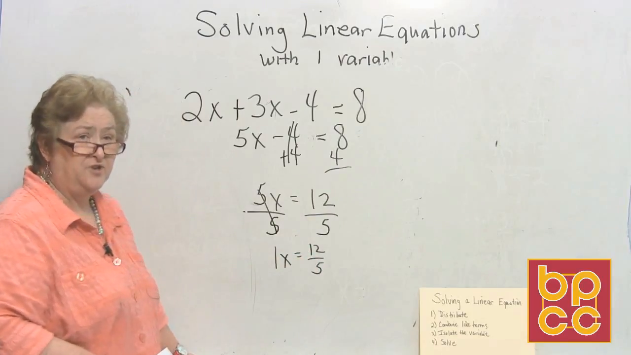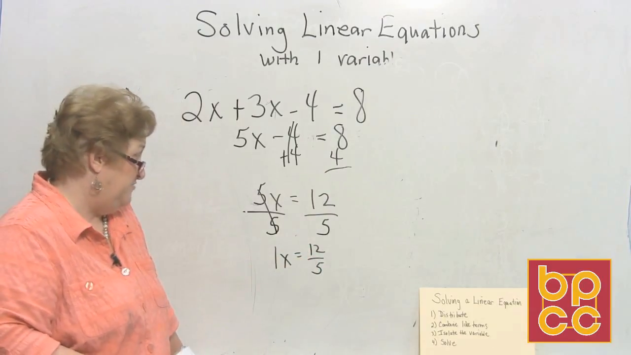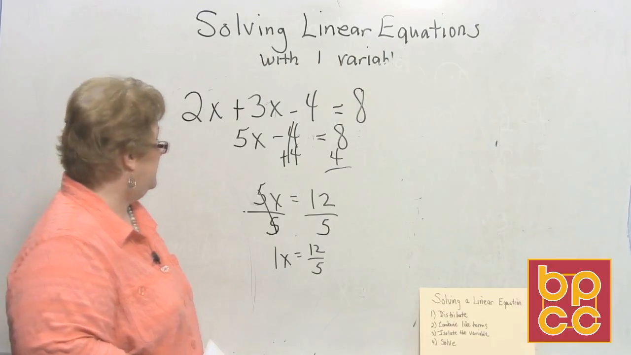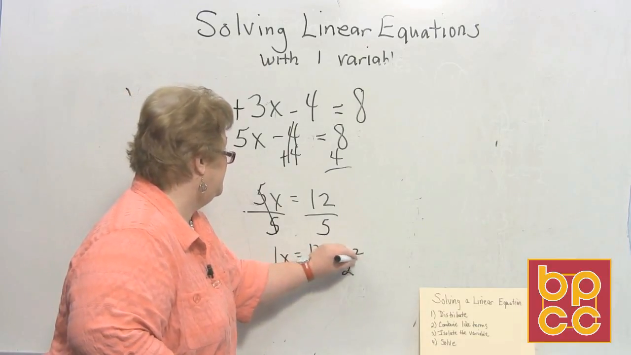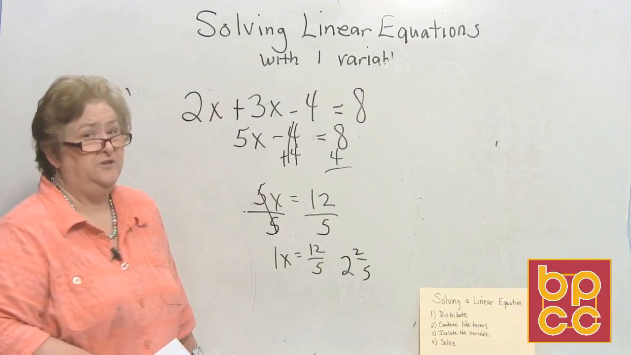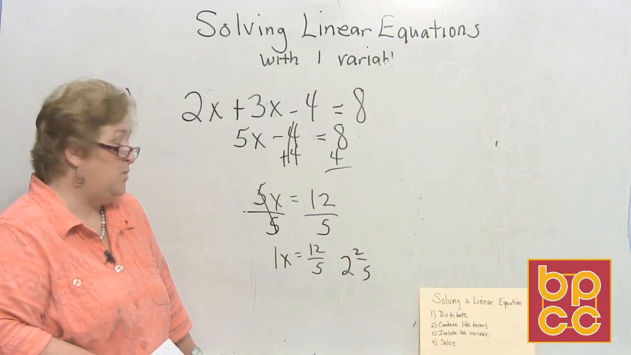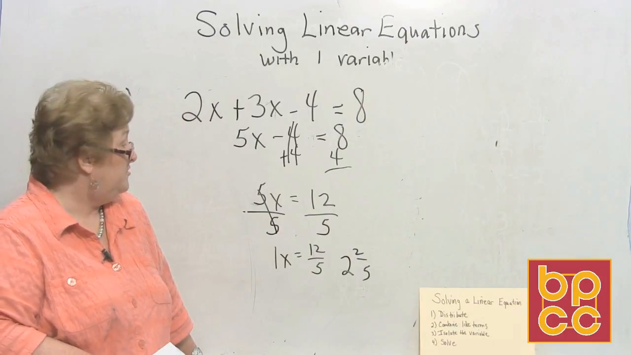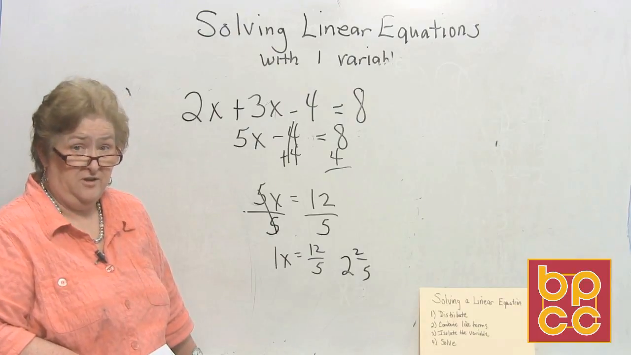Now, we don't really have to turn it into a mixed number. Can if you want to, which would be 2 and 2/5. So if we're dealing with cookies here, 5 people are going to get 12/5 of a cookie, or they're going to get 2 and 2/5 of a cookie.